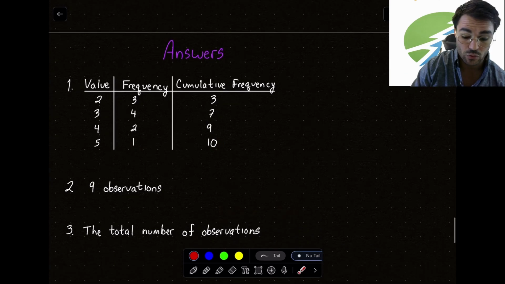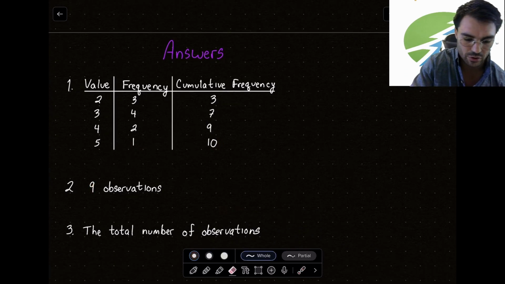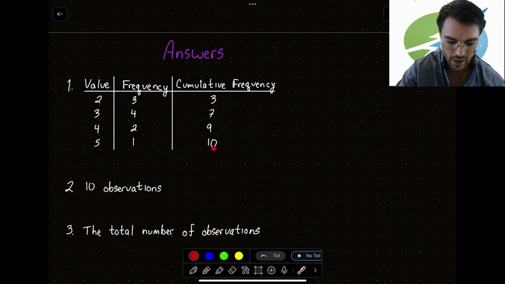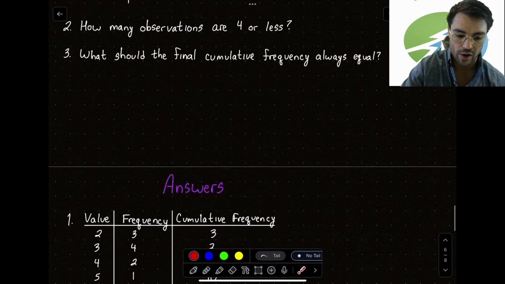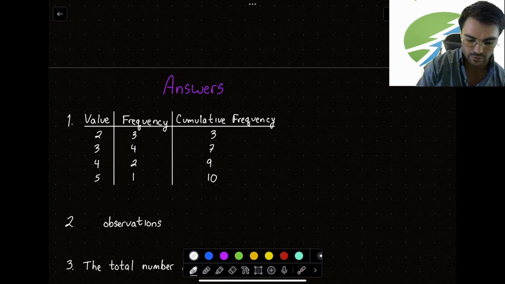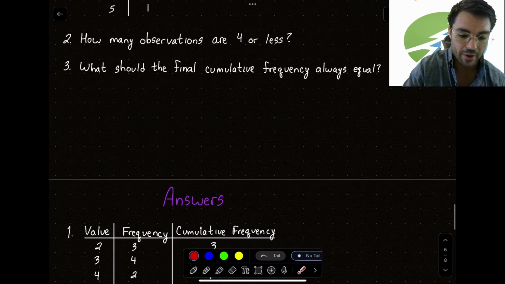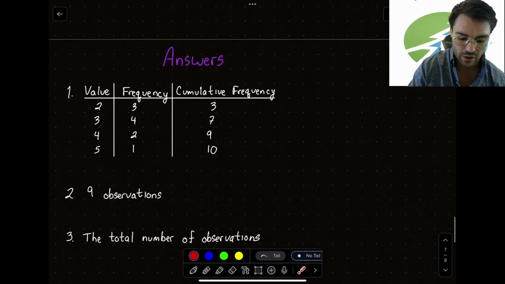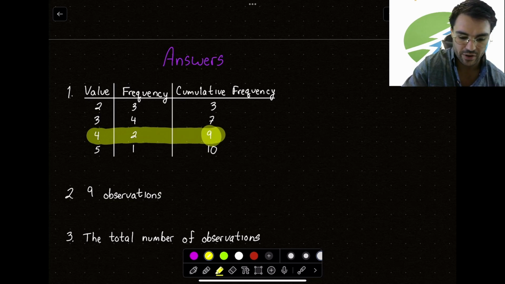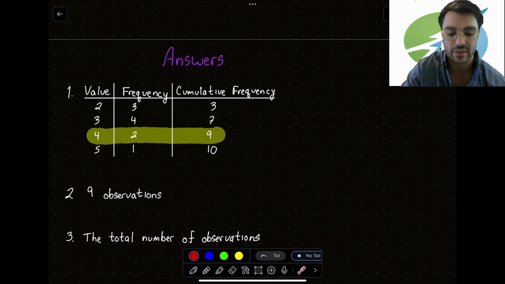I made a mistake here. I wrote 9, but we don't have 9 observations, we have 10. Oh no, I read the question wrong. I'm wrong again. The answer is 9, and here's why. I should trust myself. The question is, how many observations are 4 or less? So 4 or less is right here. We have 9 observations at 4 or less. This was correct. This was not asking the total.